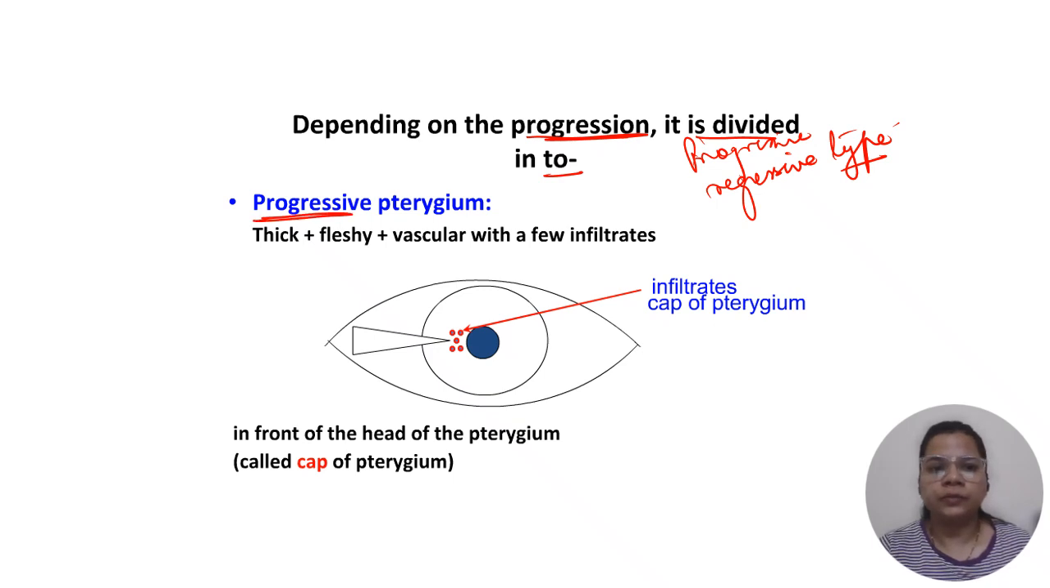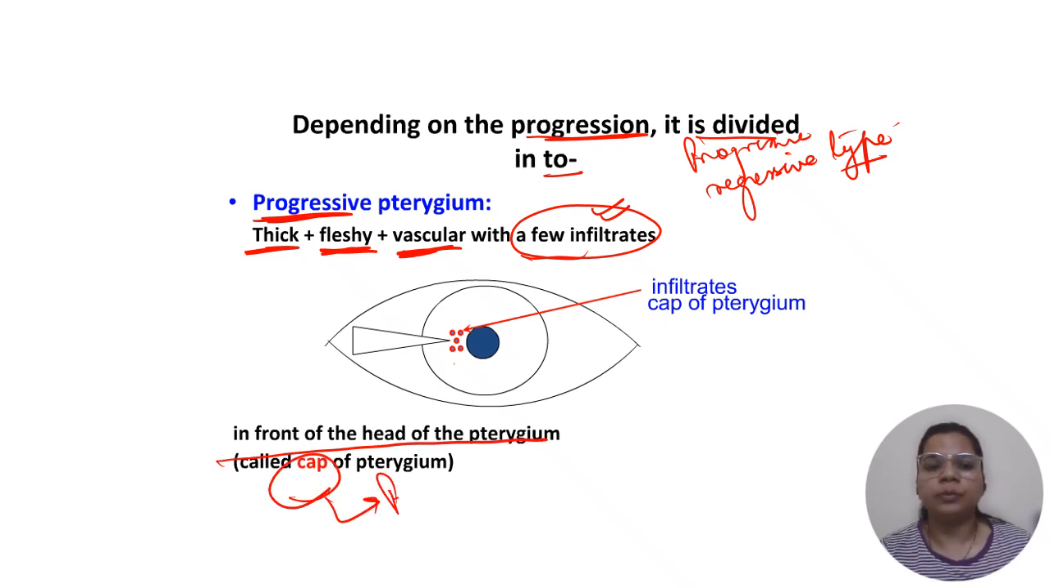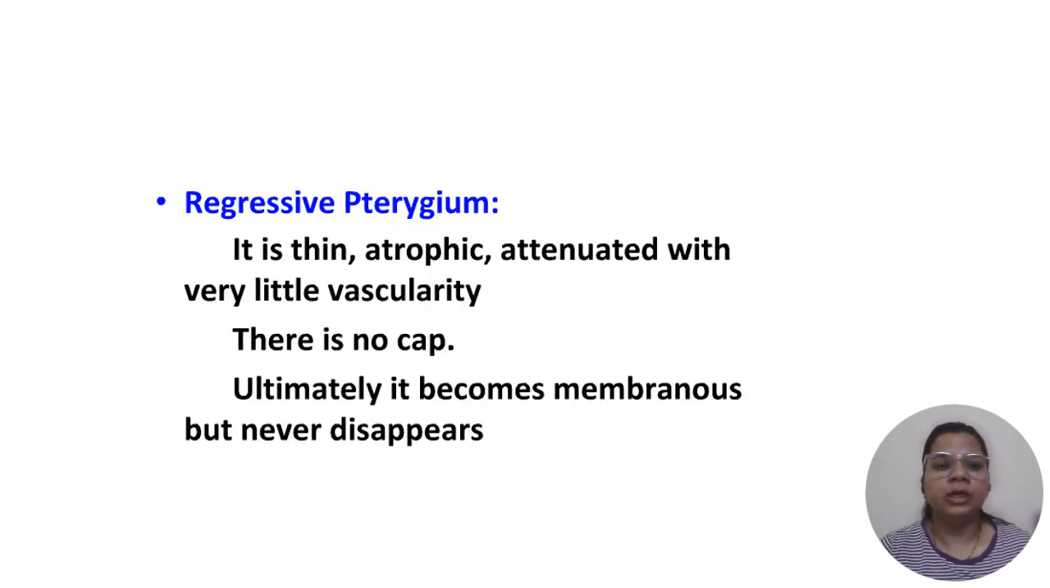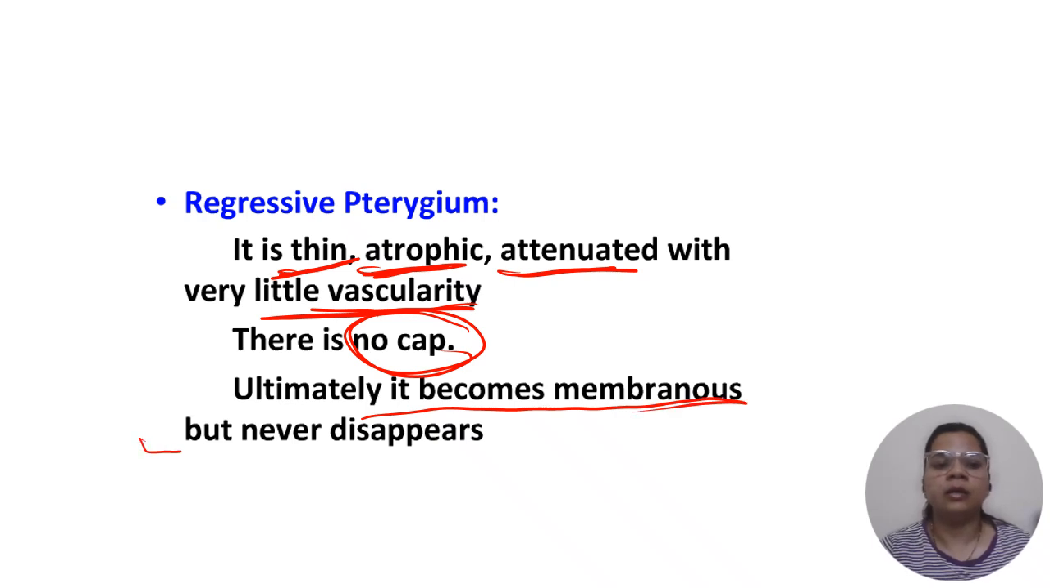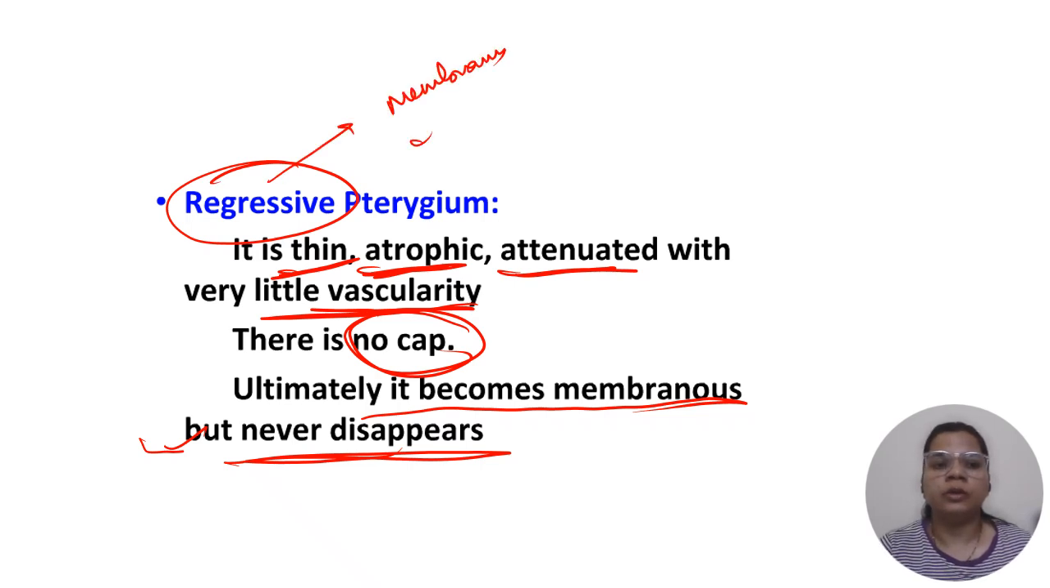So what is a progressive pterygium? When the pterygium is thick, fleshy, and vascular, and there are a few infiltrates in front of the head of the pterygium called the cap, it is a progressive type. But if it is thin, atrophic, attenuated with very little vascularity and no cap, ultimately becoming membranous but never disappearing, it is a regressive pterygium. It is very membranous with no vessels.